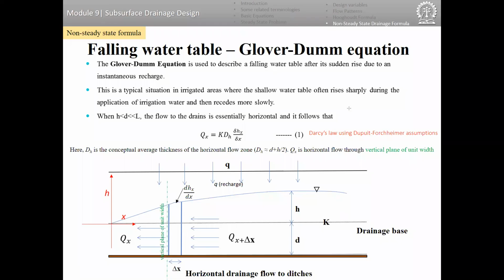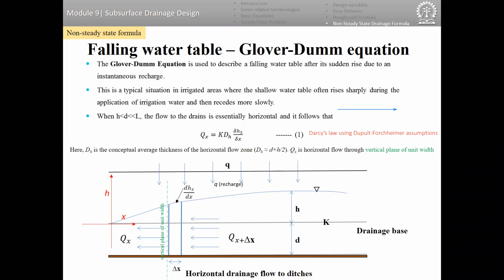So let's say this is your soil, and this is your impervious layer, and this is your drainage base. So the water table, after the application of irrigation or rainfall, has risen to this level, and after that it is slowly falling. Okay, so that behavior is unsteady behavior, and that can be modeled with the help of the Glover-Dunn equation.